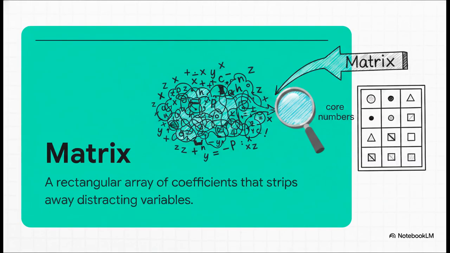And this brings us to the matrix. Think of a matrix as this highly efficient organizational tool. It absolutely strips away all those distracting variables, the x's, y's, and z's, and leaves only the core numbers, the coefficients, that we actually need to solve the problem. It takes the total chaos of algebra and locks it into a clean, rectangular array.